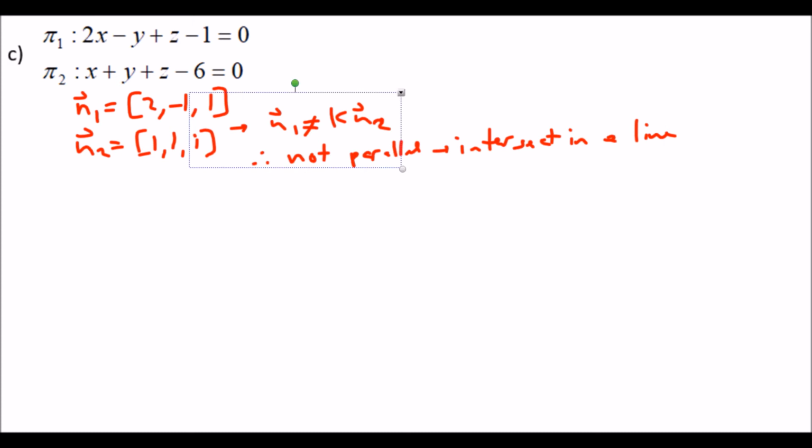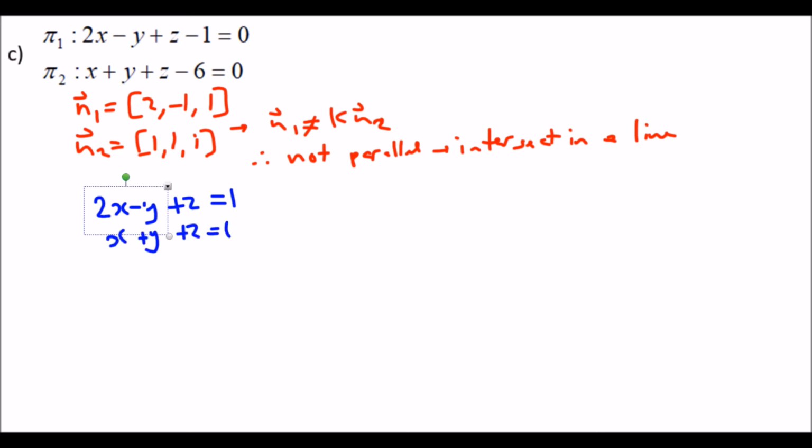All right, well, how do we solve this, Mr. Wills? Well, we are going to do a little stacking and attacking, which is a fancy term for elimination. So I'm going to take my two equations: 2x minus y plus z equals 1, I just brought the constant over. Same thing here: x plus y plus z equals 6. And I'm going to eliminate one of the variables.